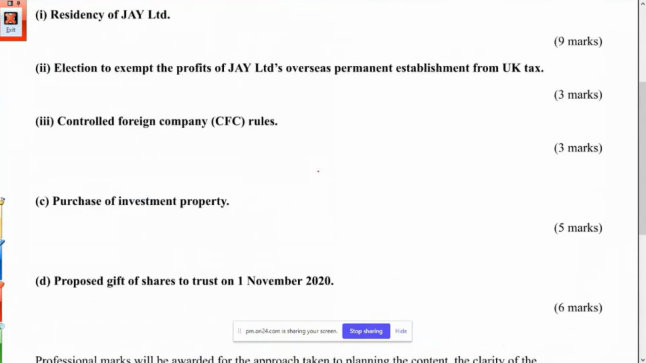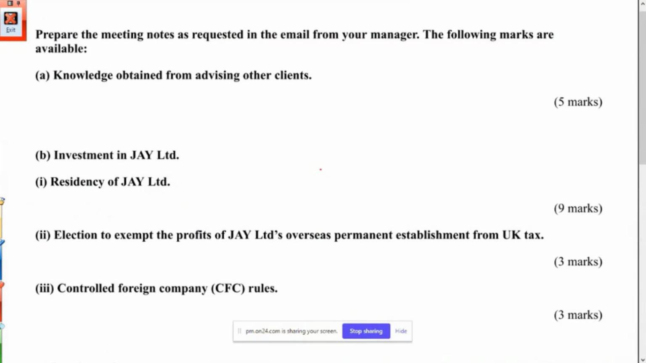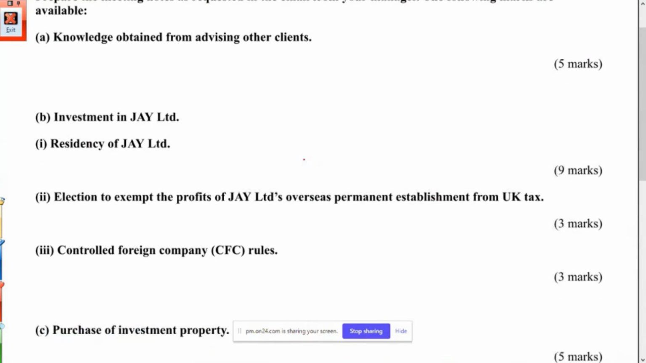So I deliberately haven't covered the first bit, which was the ethics part. But you see the investment in J Limited, we covered that, and that was 9 marks. And that's by far the most difficult part of this, because you have to consider the position from, is it resident, not resident, if 25 or 30%, if it's profitable or loss-making. Then it was a self-contained part, election to exempt the profits of J's overseas permanent establishments, 3 marks, and again a relatively self-contained part on CFCs, 3 marks.